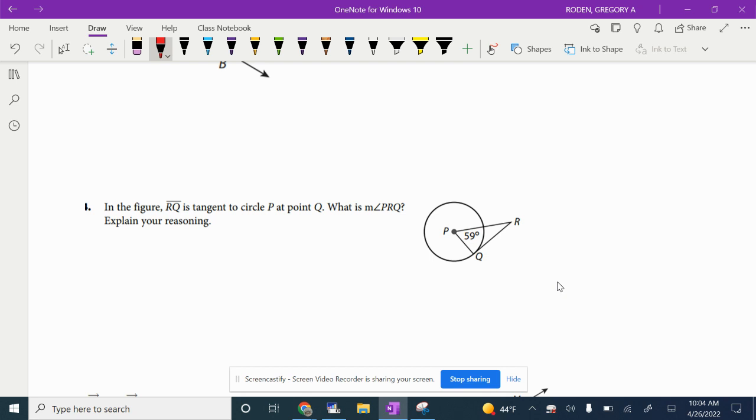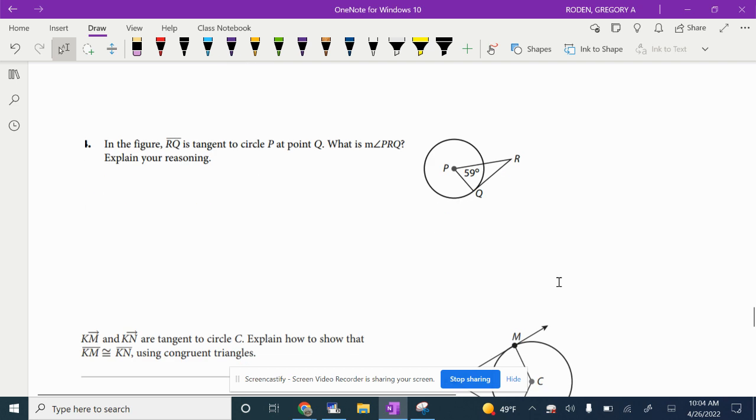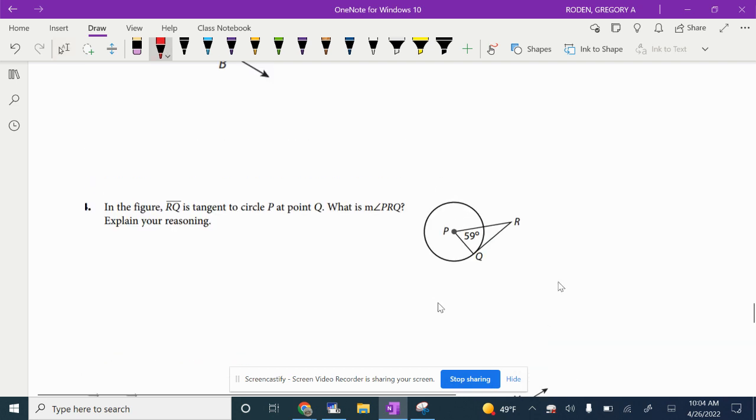Martin. All right, Mr. Martin, what are we going to do here? So first, well, what I did first was I drew the problem. Okay, great. The next step is you add 59 and the right angle. Where's the right angle? The right angle is angle Q. Now, why do we know that this is a right angle, Martin?